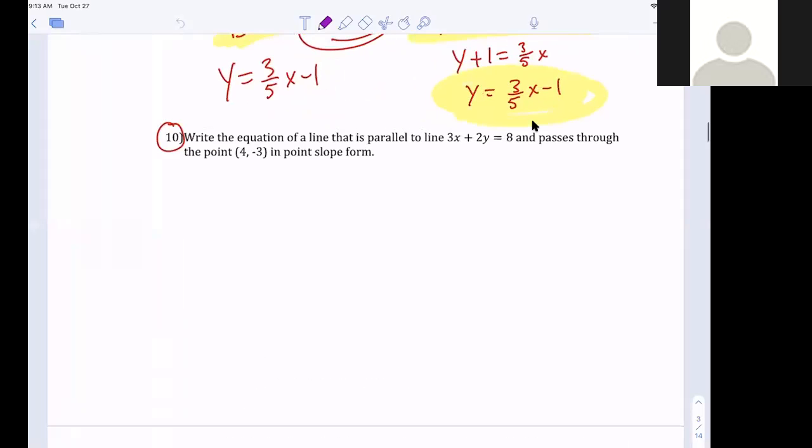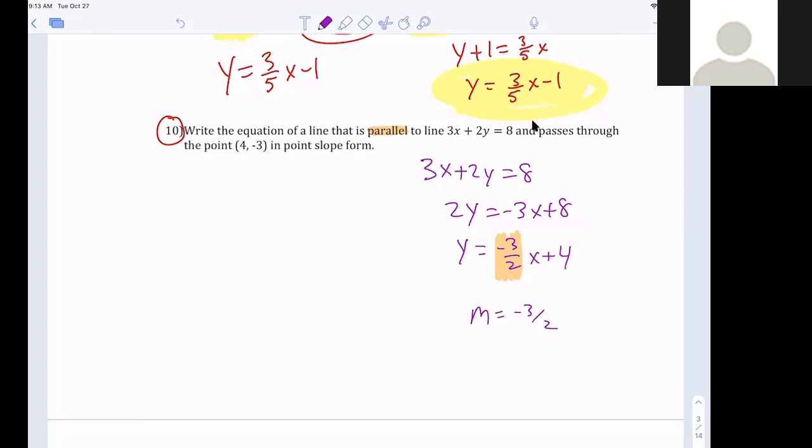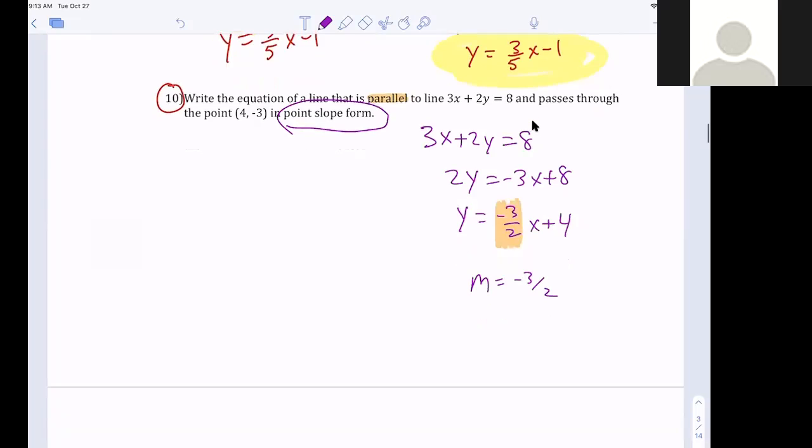Now, again, remember, we want parallel, right? So if we want parallel, that means the slope is equal. So I've got to put 3x plus 2y equals 8. 2y equals negative 3x plus 8. So y equals negative 3 halves x plus 4. So we agree. So the slope of the parallel line would have to be what? Negative 3 halves. And we want it in point slope form, which is really nice because that's the easy one. So now we just have y plus 3 equals negative 3 halves times x minus 4.